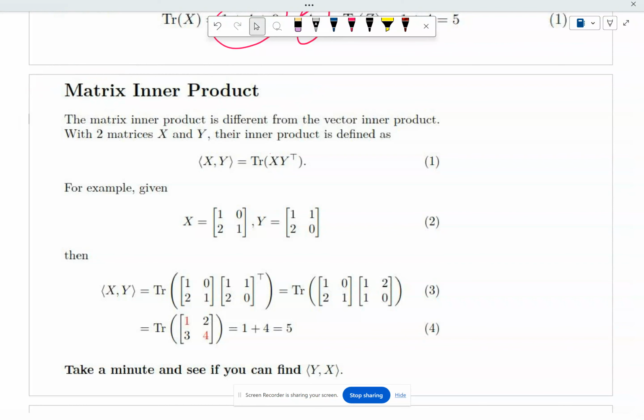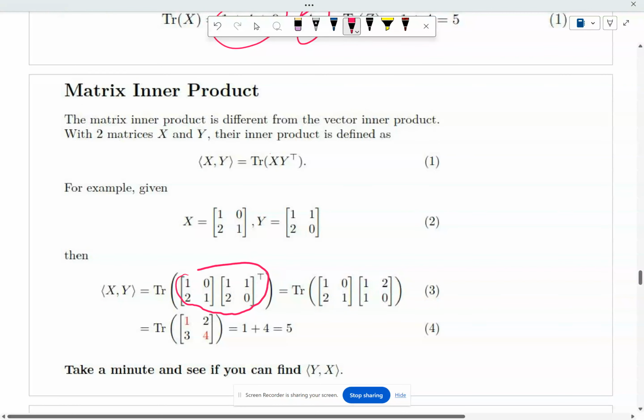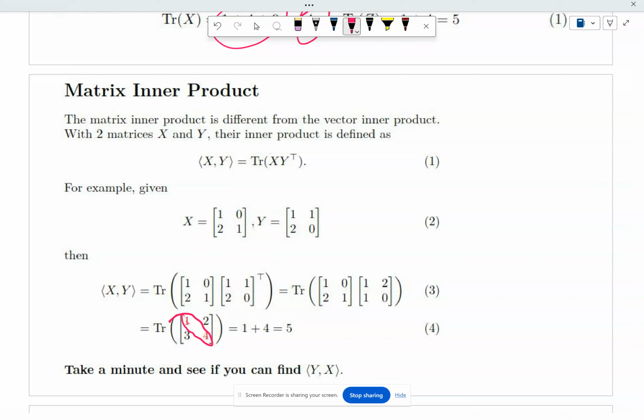Okay, and the way we will write this, you can see you multiply the two matrices together. You take the transpose. Once you have the transpose, you can multiply them together. After you multiply them together, you simply sum up the diagonal to get the trace. And that's how you get the matrix inner product. Okay?